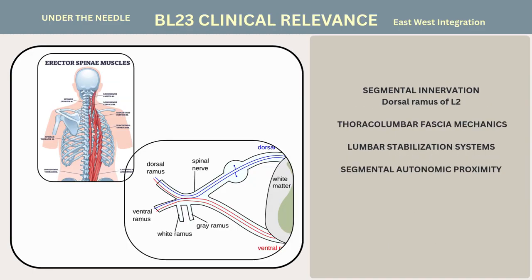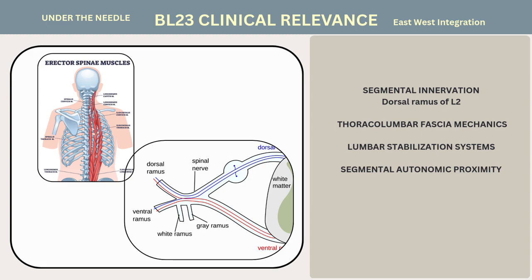Deep to Bladder 23 is the second lumbar posterior ramus. The rami are small nerves that regulate paraspinal muscle tone, influence segmental stability, and influence pain signaling. When these nerves are irritated or inhibited, the lumbar spine loses control. This presents as chronic low back pain, fatigue, persistent muscle guarding, and instability.